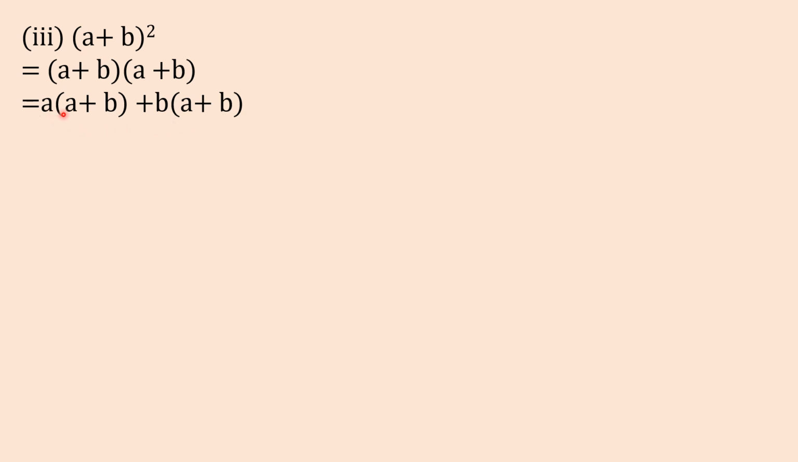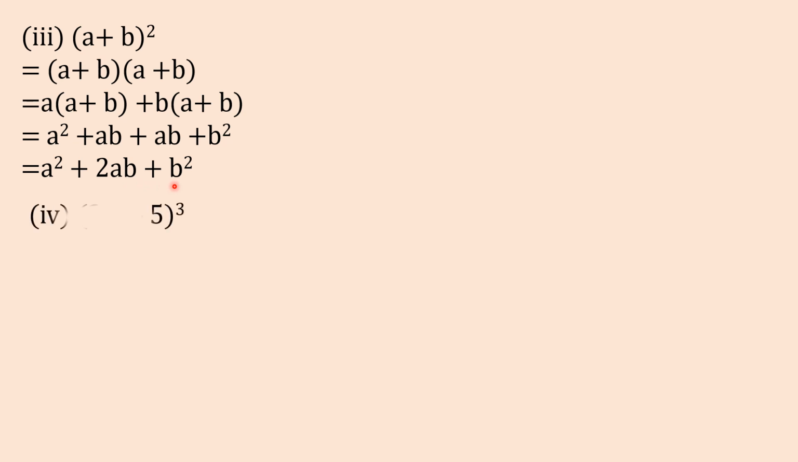Then students will just multiply. A into a will become a square. Then plus a into b will become ab, plus a into b, ab, plus then b into b, b square. Now we can see there are like terms in the center over here, ab plus ab. So we can do addition of these two like terms. So next step will become a square plus 2ab plus b square. So you know the formula (a plus b) the whole square is a square plus 2ab plus b square.